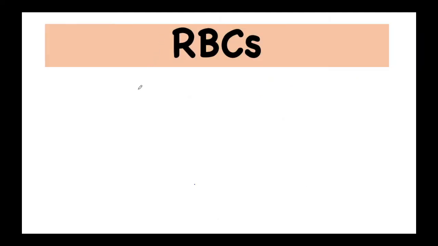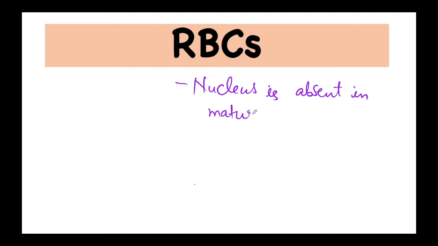First we are going to discuss RBCs, red blood cells or red blood corpuscles. They are also known as erythrocytes. The shape is biconcave. We have already discussed the shape of RBCs in our first video. The link of our first video is also given in the description box. You can check. So the shape is biconcave. Nucleus is absent in mature RBCs.